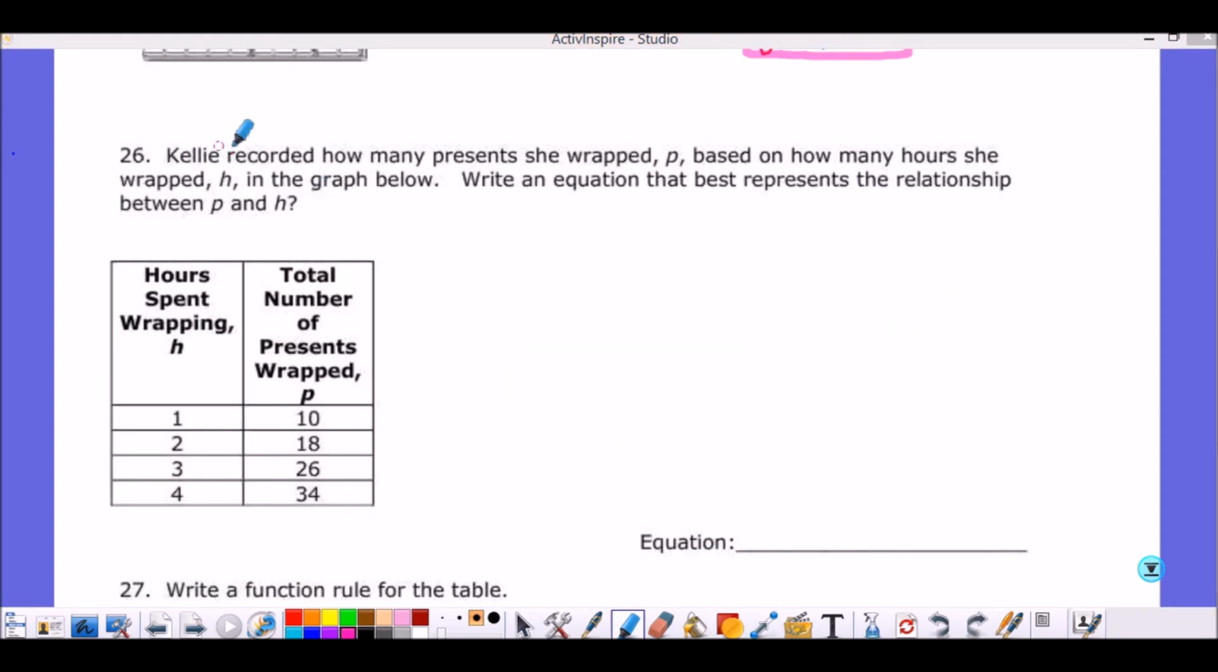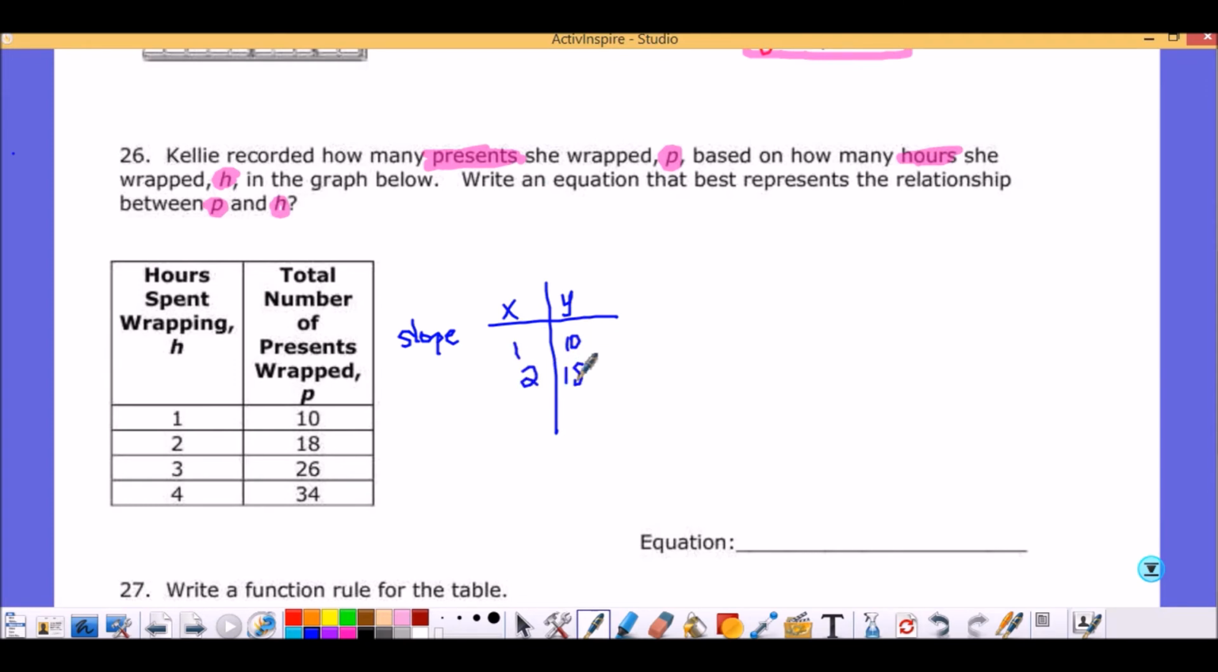Number 26, Kelly recorded how many presents she wrapped, which is P, based on how many hours she wrapped, which is H. Write an equation that best represents the relationship between P and H. Okay, so the first thing I need is I need a slope. Okay, so what I'm going to do is make my X chart and my Y chart, and I'm just going to pick the first two. So 1, 10, 2, 18.